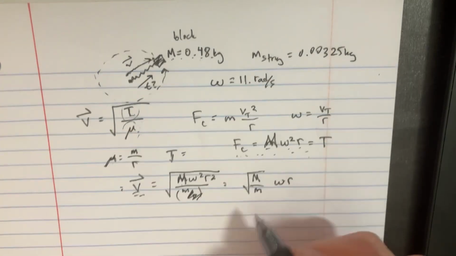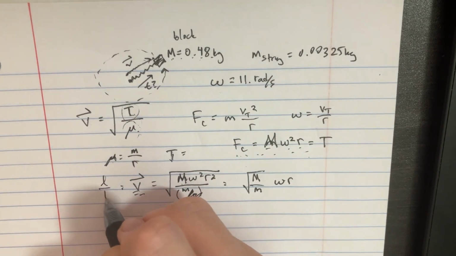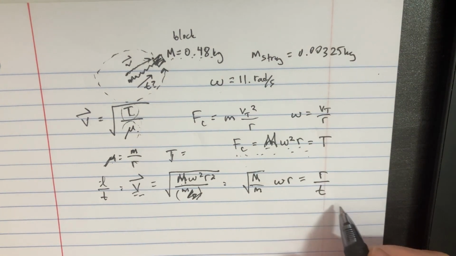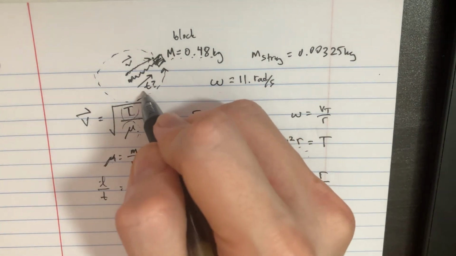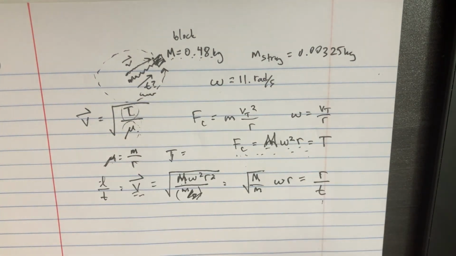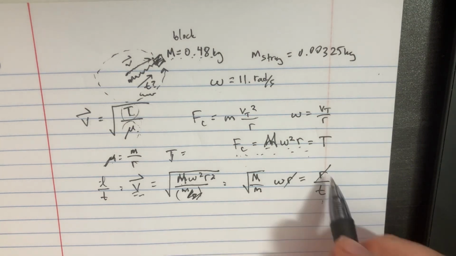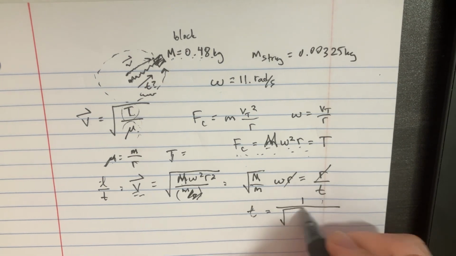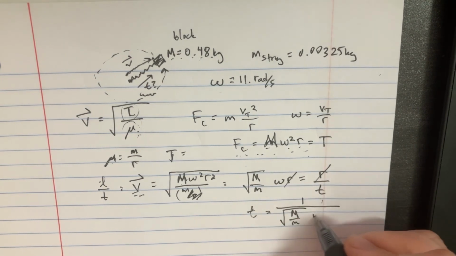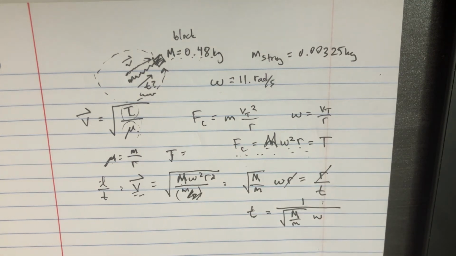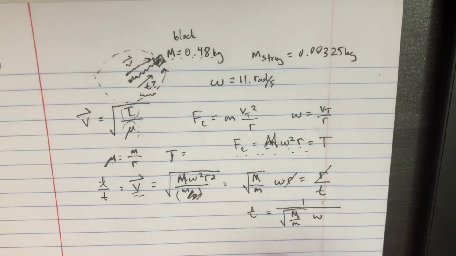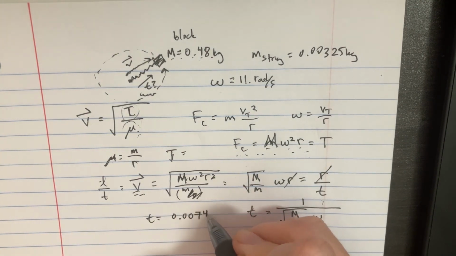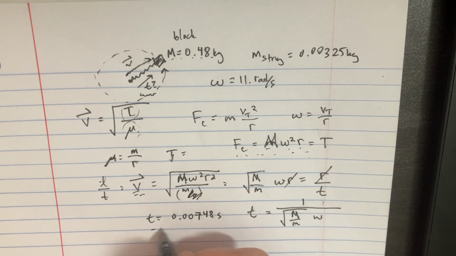But we also know that velocity is equal to length divided by time, and the length in this case is R. So we'll put that over here, and we're really trying to figure out what t is. That's the main goal, t. So let's get rid of these R's and flip everything around so that t is equal to 1 divided by the square root of capital M over lowercase m, times that w. And if we plug this into our calculator, we should get that t is equal to 0.00748 seconds or so. So that's pretty cool.